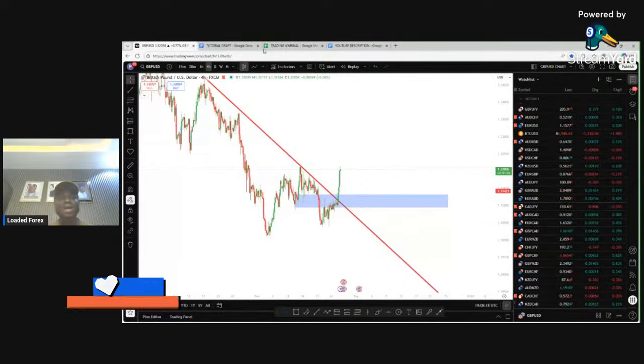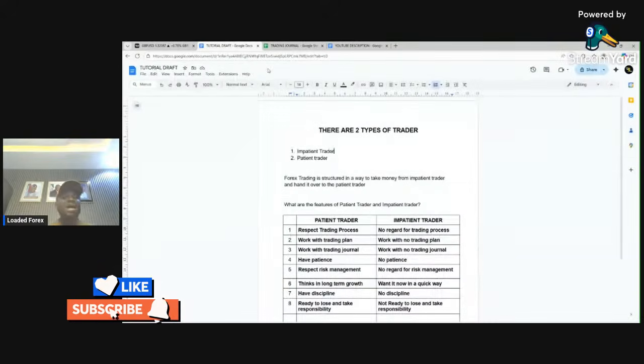If you look at the draft I have over here, there are two types of trader. These are the things a lot of traders will not show you. There are two types of trader in this Forex business. Number one, the impatient trader. The second one is the patient trader.